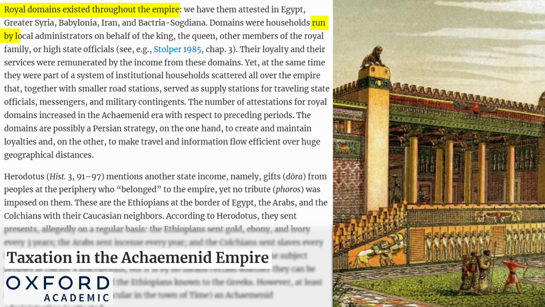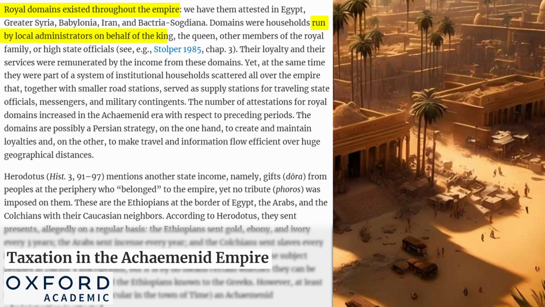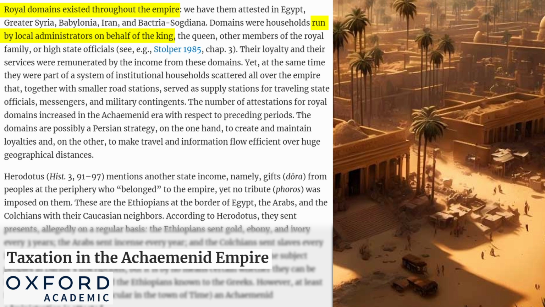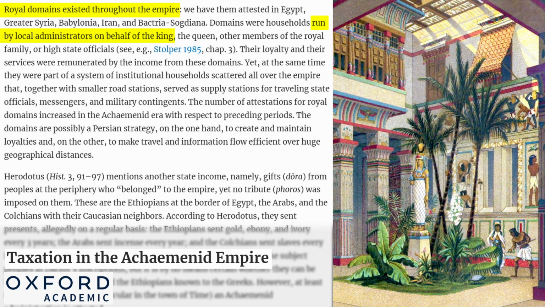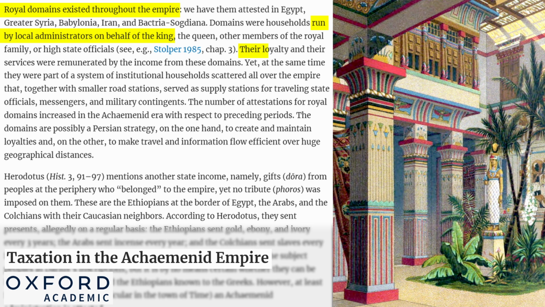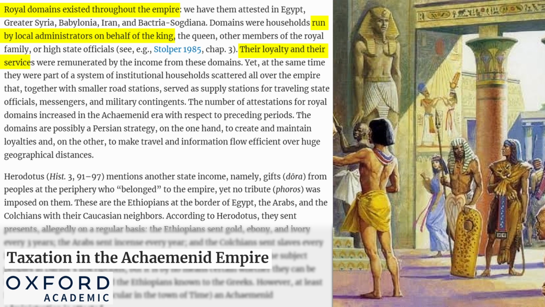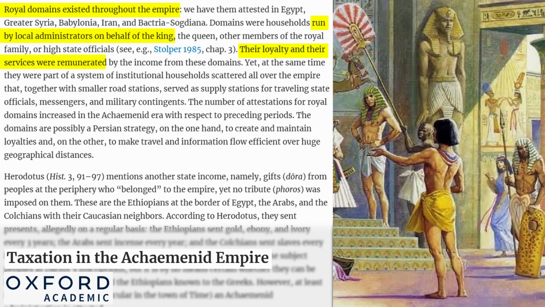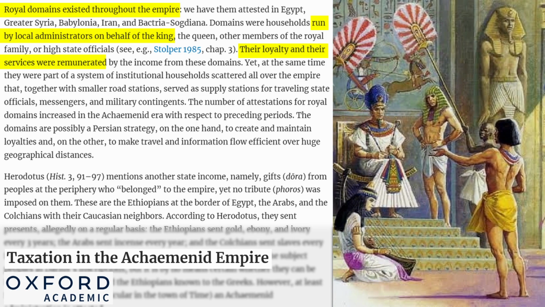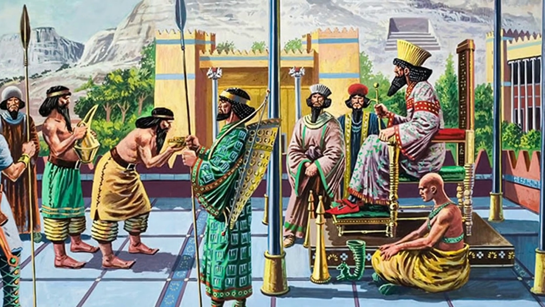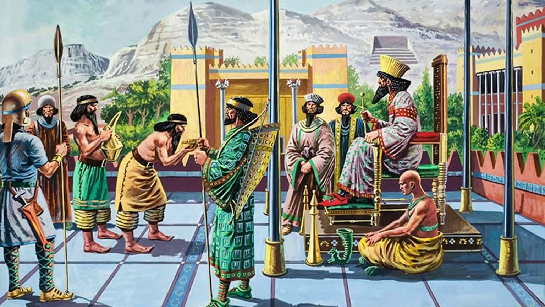And to keep things in check, local administrators ruled these domains on behalf of the Shahanshah, his family, or the state officials. In return for their loyalty and services, these local administrators were given a portion of the local tax revenue. Effectively, Persia had created one of the world's first bureaucracies.